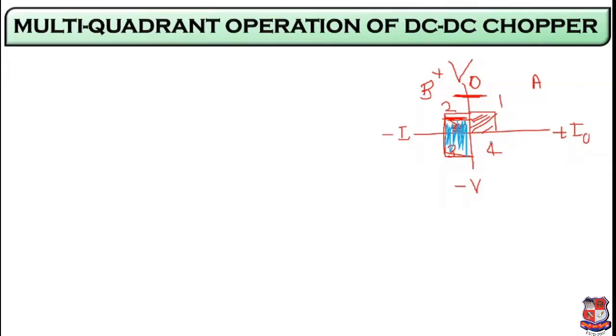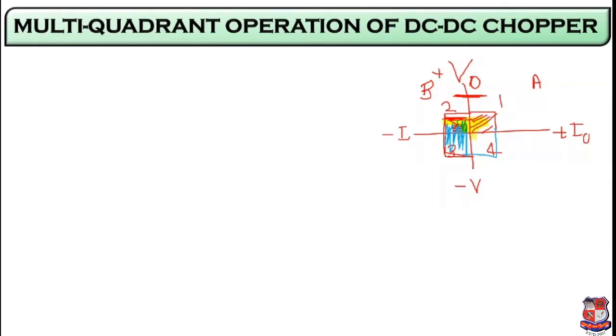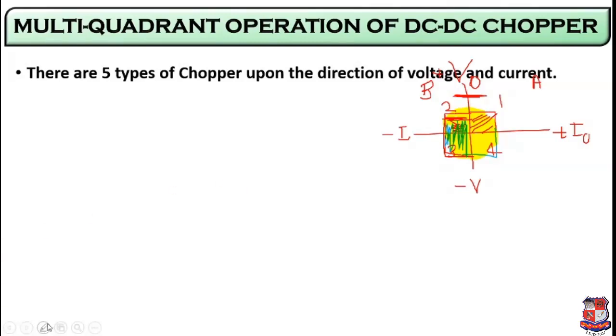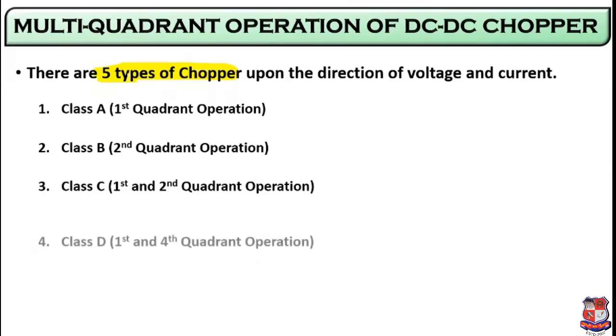Okay, but if I am able to operate this chopper in all the 4 quadrants, complete 4 quadrant operation, if it is possible, then it is said to be a class E chopper. Okay, class E chopper. So we will be studying all the types of chopper. So there are a total of 5 types of chopper. Okay, so this thing you should know. There are 5 types of chopper, which are they? Class A, Class B, Class C, Class D, and Class E.